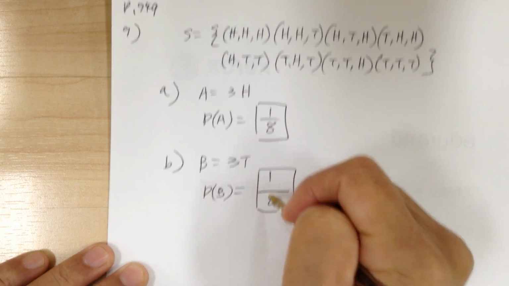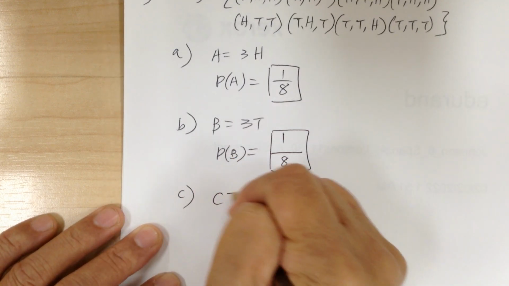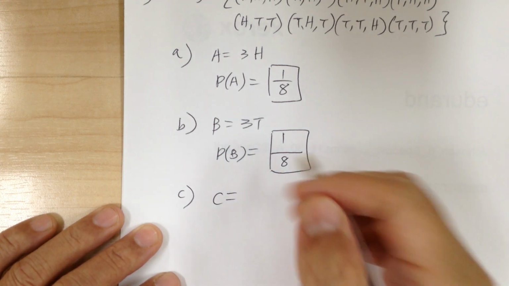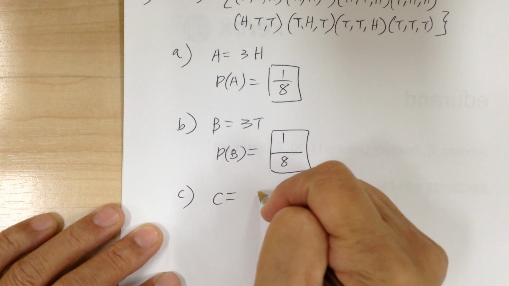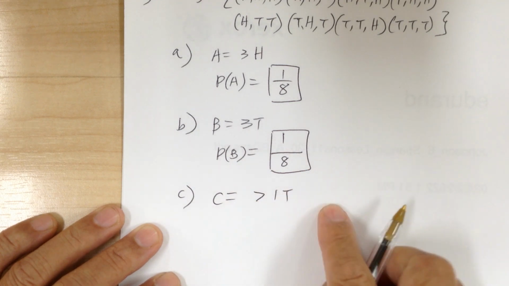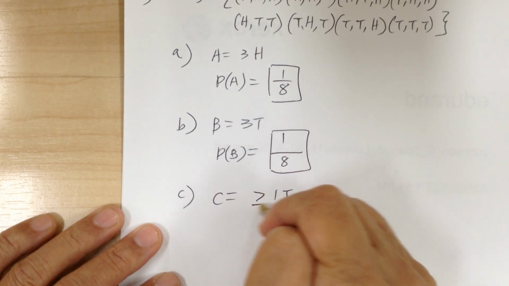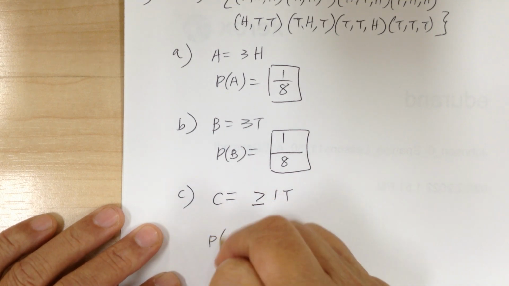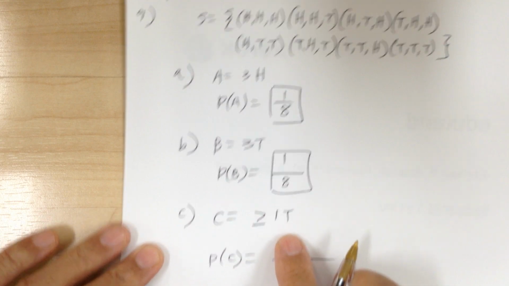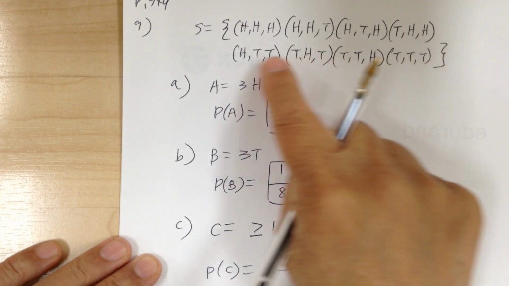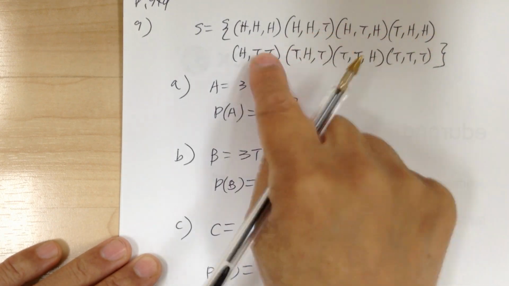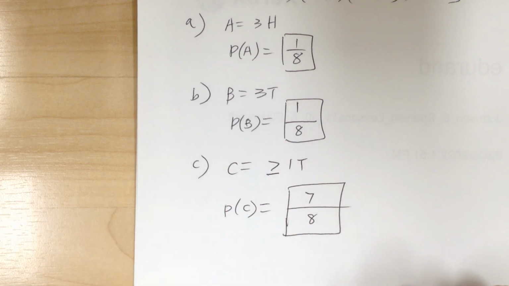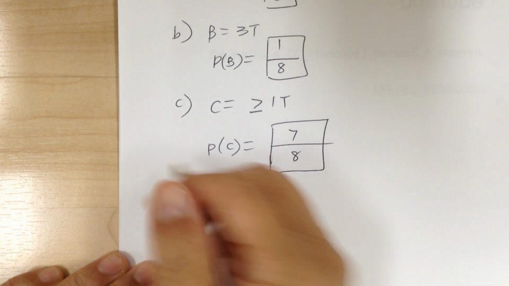Okay, for C, at least 1 comes up tail. So at least 1 tail. At least means greater than or equal to. So the probability of C will equal, at least 1 tail would be this one, this one, this one, this one, this one, this one, this one, right? So it'd be 7 out of 8. Okay, now let's go to D.